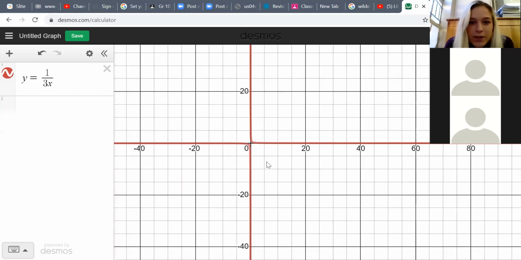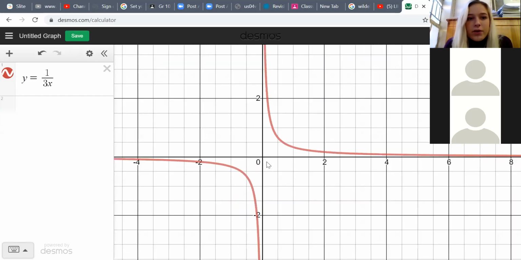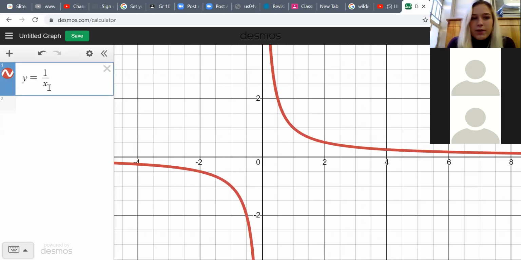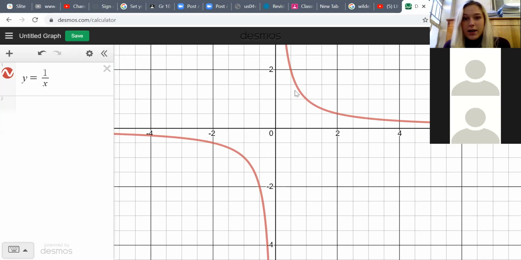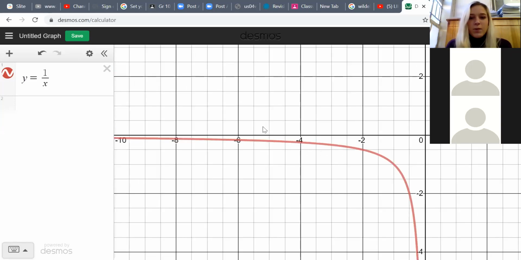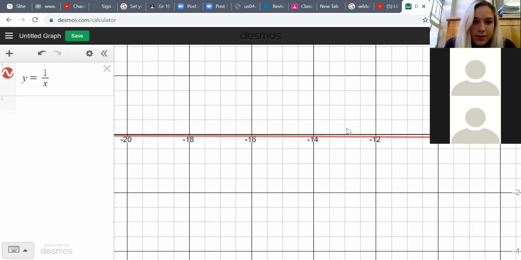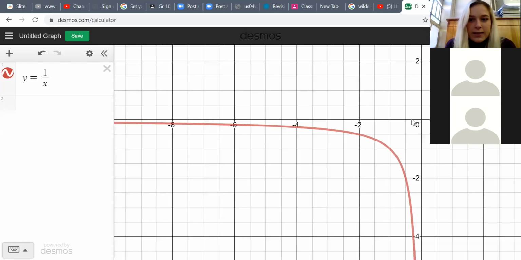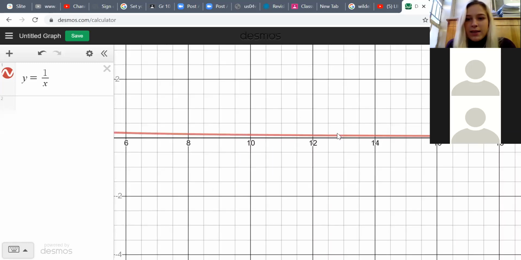Oh, there we go, because I'm not zoomed in enough. So let's zoom into my hyperbola. 1 over 3x. Okay, let me just do 1 over x to begin with. So you couldn't see it originally because I hadn't zoomed in enough. So we can see we have 2 hyperbolas, and as we go left, it's not touching my x-axis, and as we go right, it's still not touching my x-axis. It gets super close, but it never gets there.